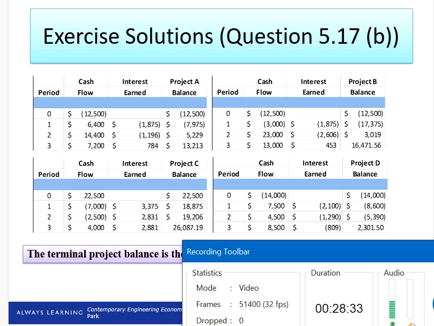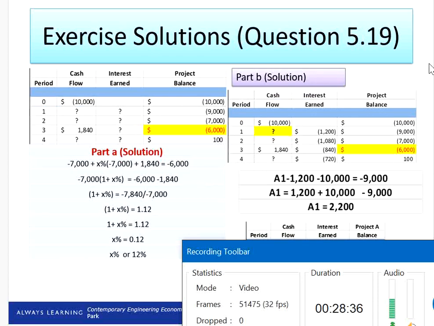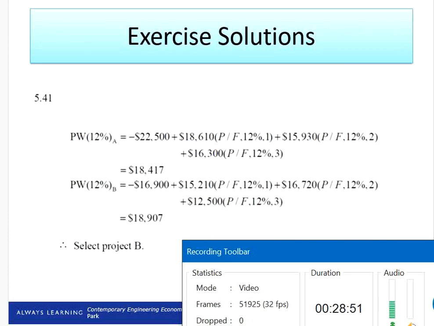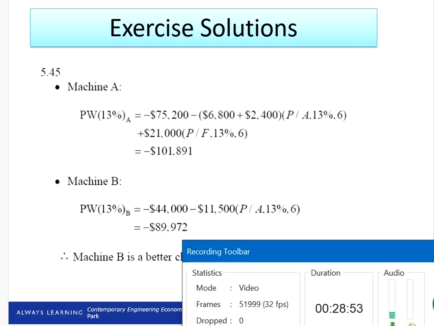The solution is here for 17 as well as 19. They are the same concept, only some numbers were missing from the equation. You have to find the missing numbers, then calculate and complete question number 19, 26, 41 and 45. So this is everything we have in chapter number 5. Try to practice all these questions, similar concepts. It is all about calculating P, basically net present worth.